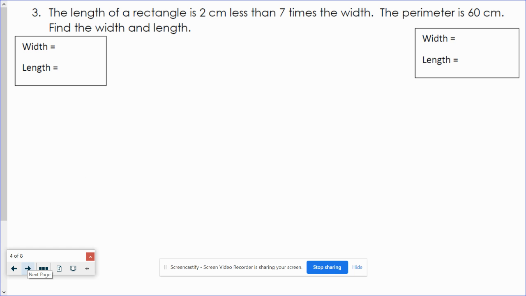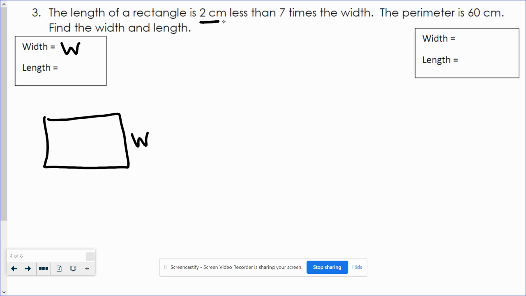So one more rectangle. The length of a rectangle is 2 centimeters less than 7 times the width. So each one of these, the translation has gotten a little bit more difficult. So we've got our rectangle, and the length is 2 centimeters less than 7 times the width. So they're talking about the width. That's my variable.